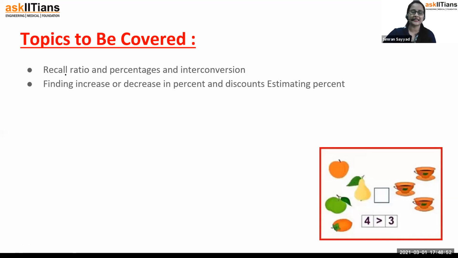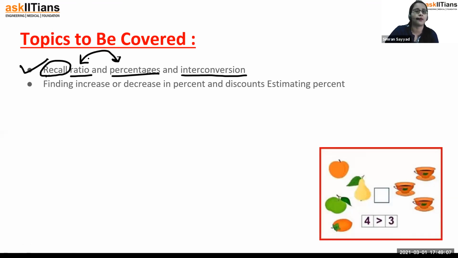As I said, it is a mixture of ratio, percentage, profit, loss, and many other things. First, we are going to recall some points, such as what ratios and percentages are and their interconversions. How can you convert a ratio to a percentage, and a percentage to a ratio? We are also going to find the increase or decrease in percentage, and discounts. If percentage comes, discounts are somewhat associated with it.